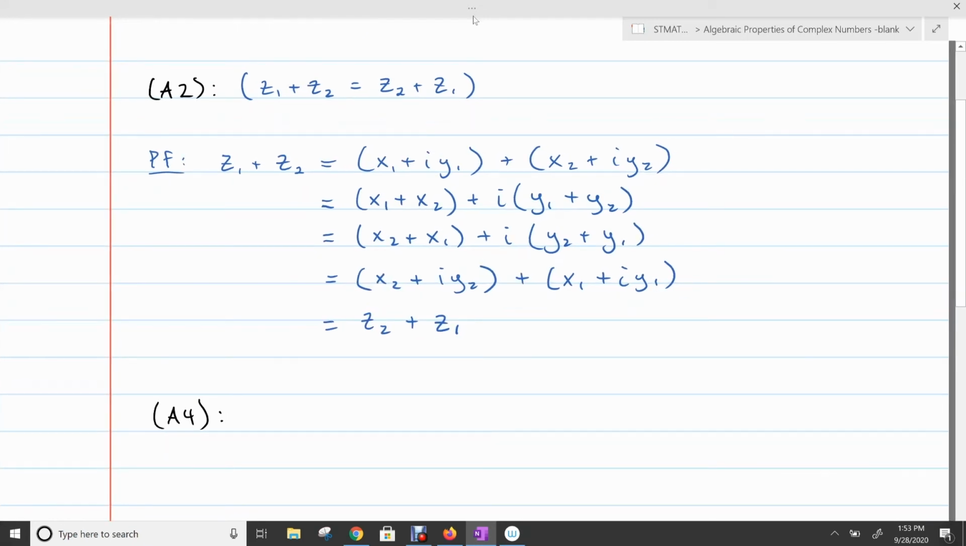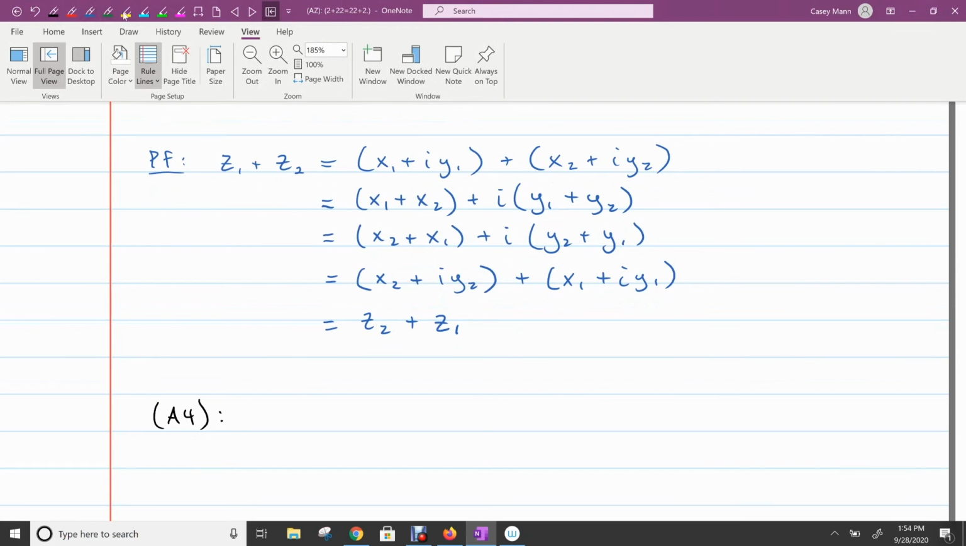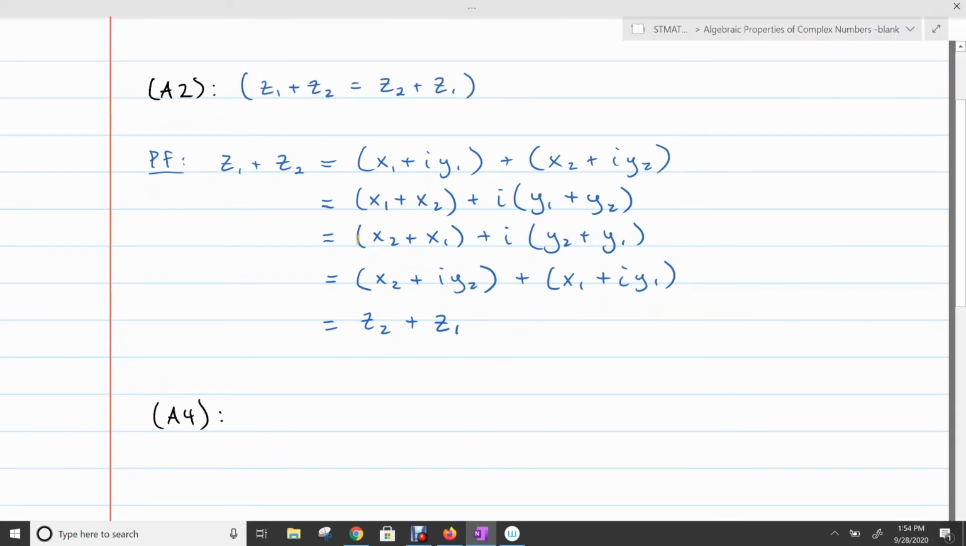So you see that what's going on here is that in this key step right here in the middle, we took advantage of the commutative property of addition of real numbers.